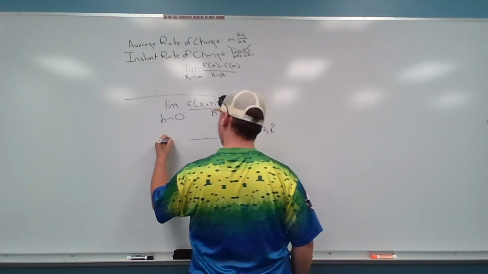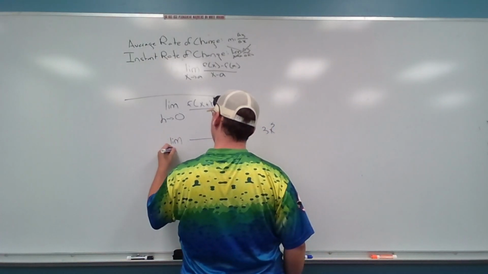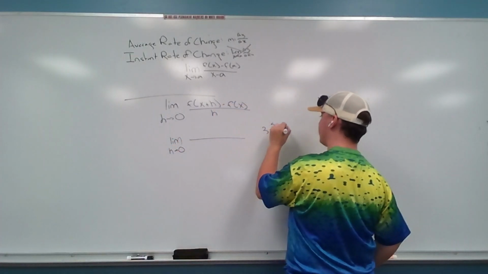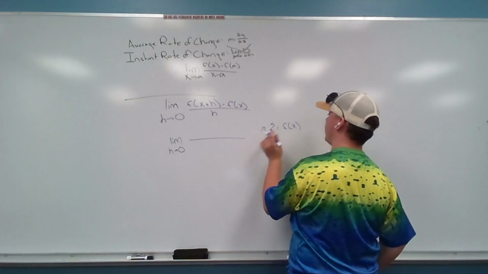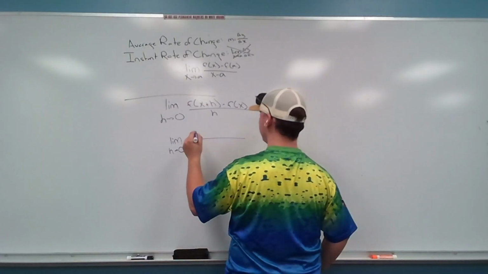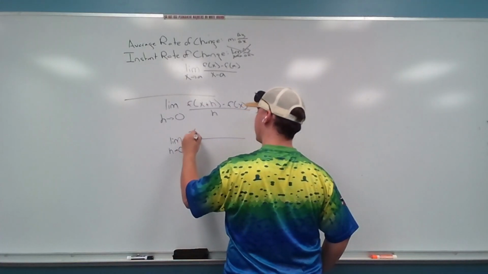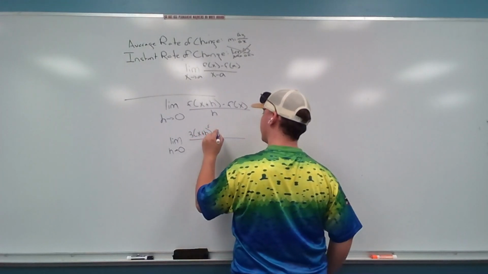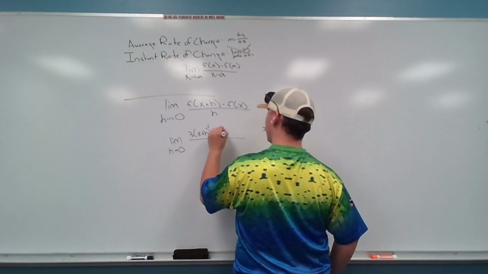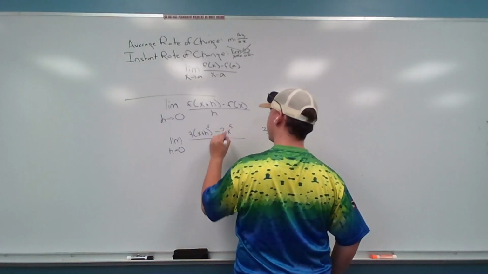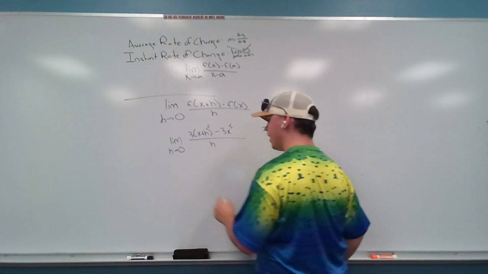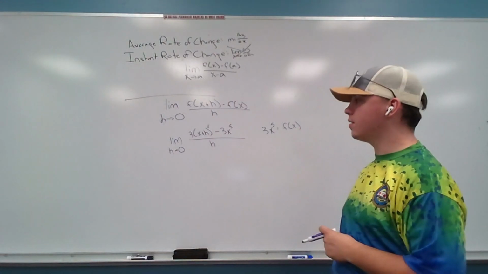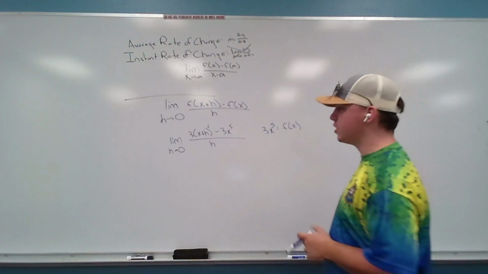First, it's going to be the limit as h approaches 0. Our function f of x equals 3x to the fifth, so it's going to be 3 times (x plus h) to the fifth, minus 3x to the fifth, all over h. And then you evaluate it. You don't necessarily solve, you just evaluate the limit at h equals 0.